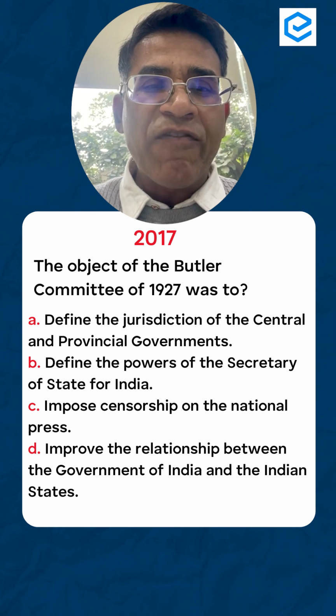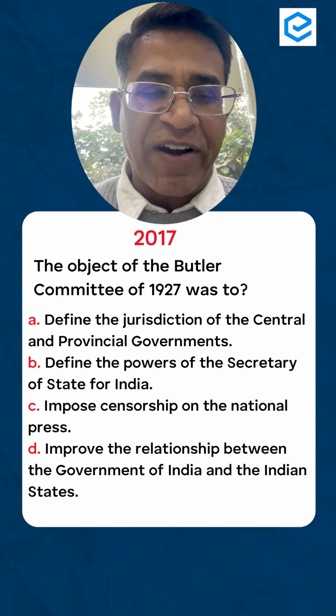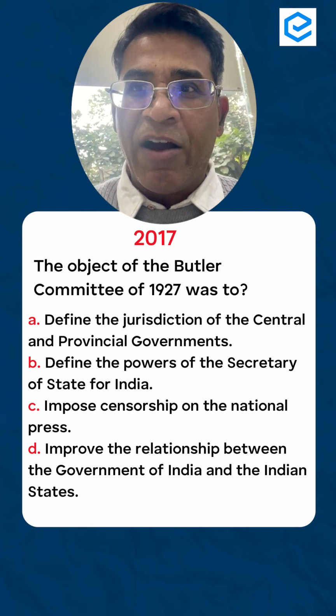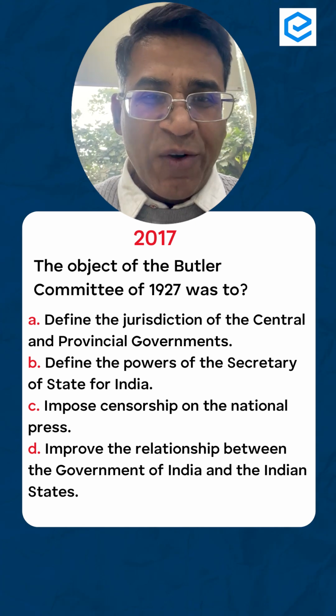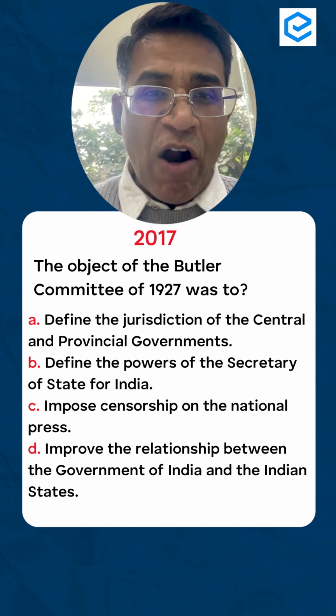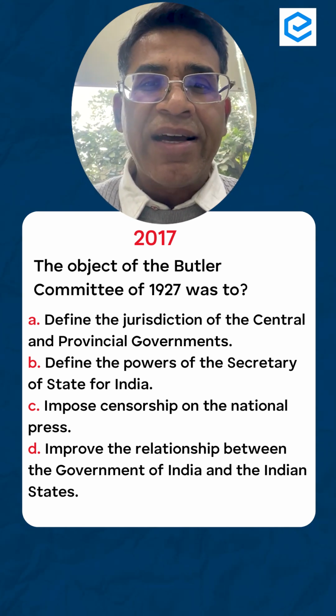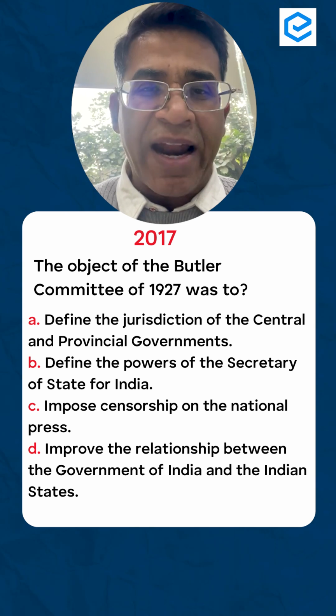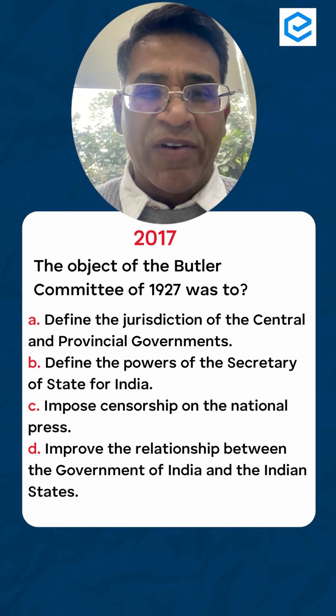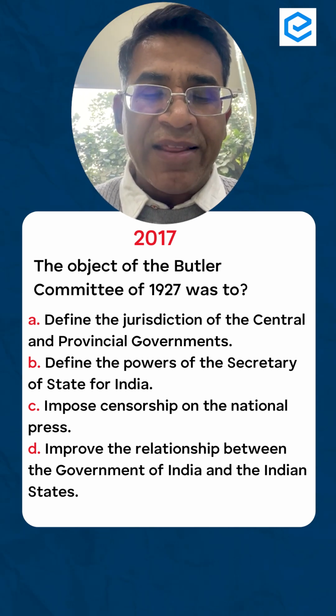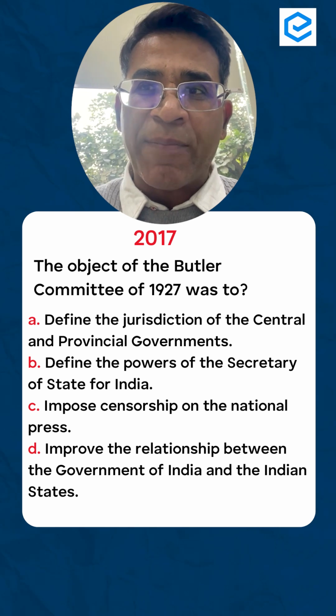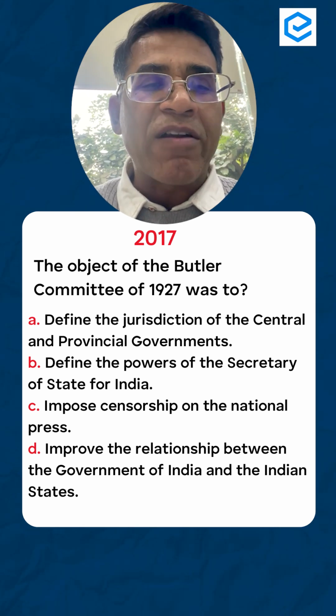Similarly, who defined the powers of Secretary of State of India? This happened in the Government of India Act 1858. Once after the revolt of 57, when the company rule was abolished and the Queen, the Crown took over the affairs of India, then the Secretary of State was appointed. So this was an important fact.